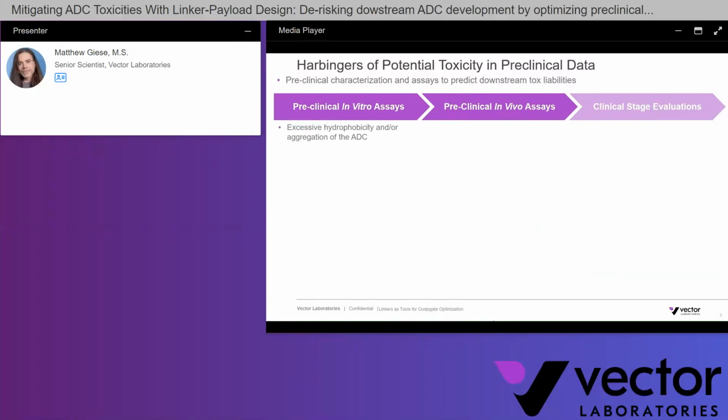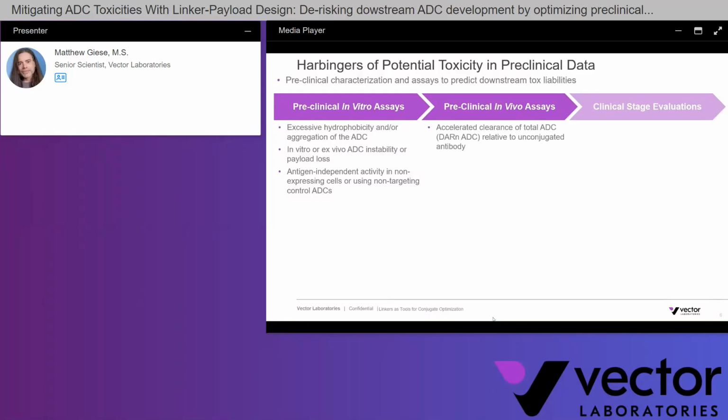Excessive hydrophobicity may suggest that nonspecific uptake will be an issue. Instability could suggest reduced delivery of the payload to the tumor or an increased systemic exposure of that free payload. Antigen-independent activity can indicate non-targeted activity in healthy cells.